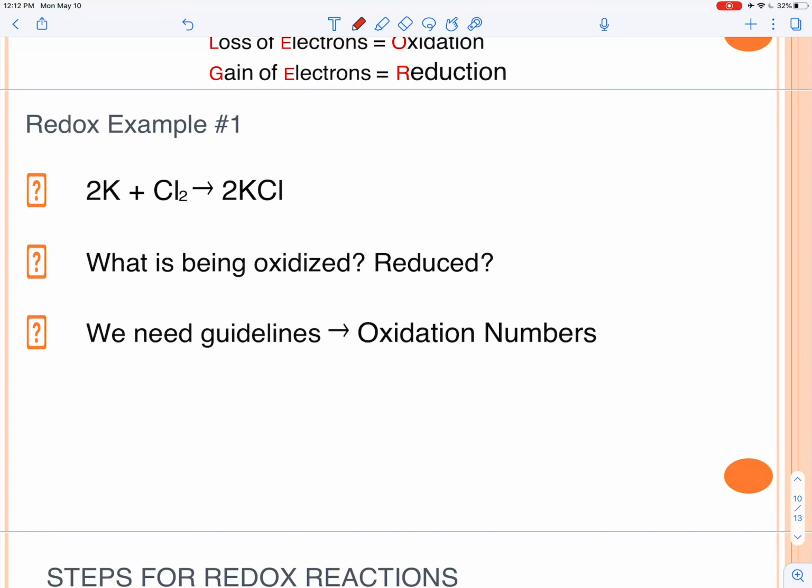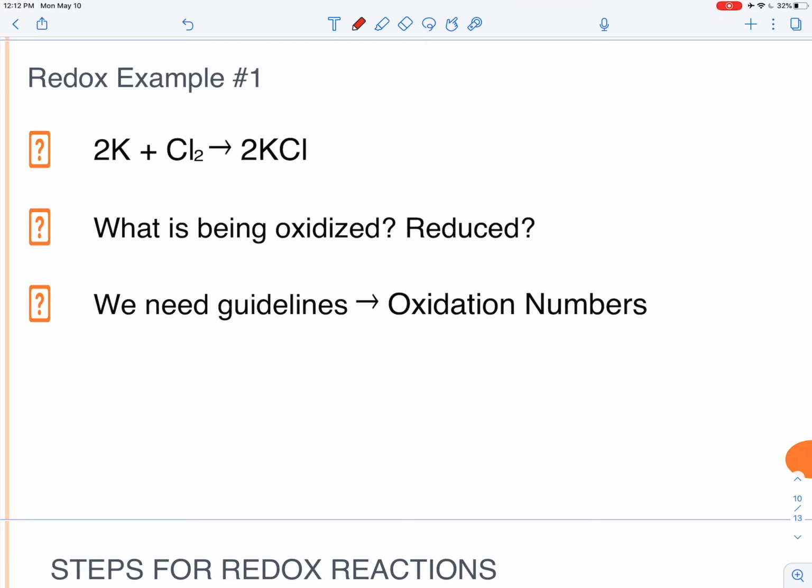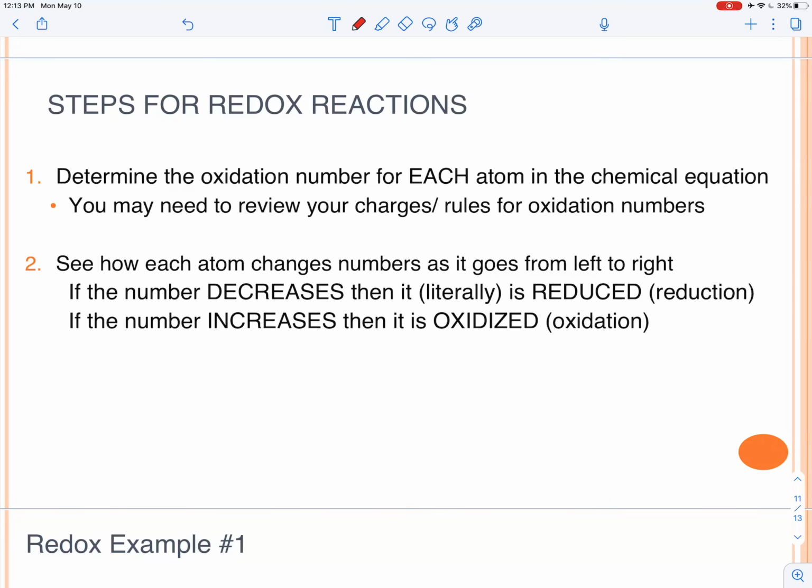So you're going to get equations like this, and you're going to be asked what's being oxidized and what is being reduced. So we have to have some kind of guidelines to help us out here. So we're going to use the oxidation numbers to help us out. And so here are the steps for doing these kinds of problems. First, write the oxidation number for each atom in the chemical equation. You may want to review the rules for oxidation numbers. Then you're going to see how the atom changes from left to right. If the number decreases, then it quite literally is reduced. If the number increases, then it's oxidized.